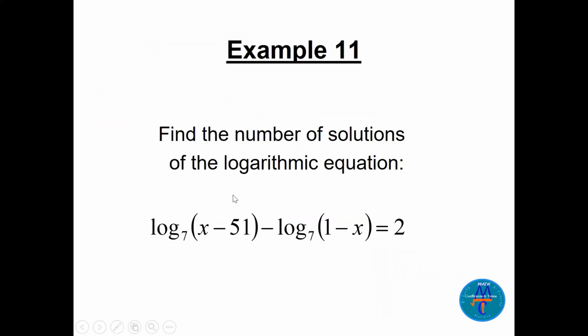Find the number of solutions of this logarithmic equation. We have log base 7 of x minus 51 minus log base 7 of 1 minus x is equal to 2. Let's find the number of solutions. So we have to solve it, see how many solutions, and then we count them. We say 2 solutions, 1 solution, 3 solutions, etc.